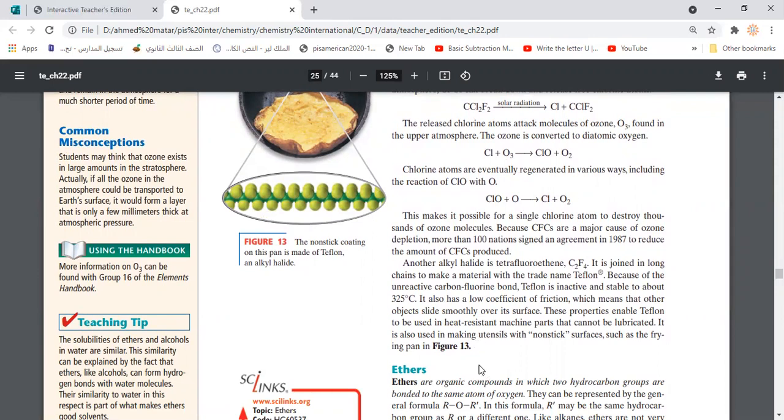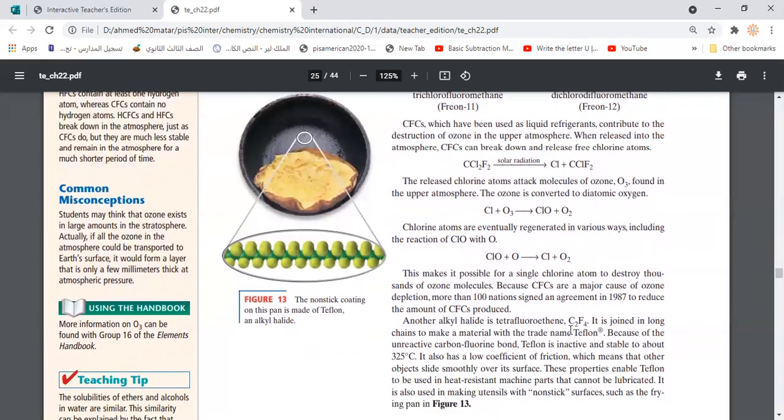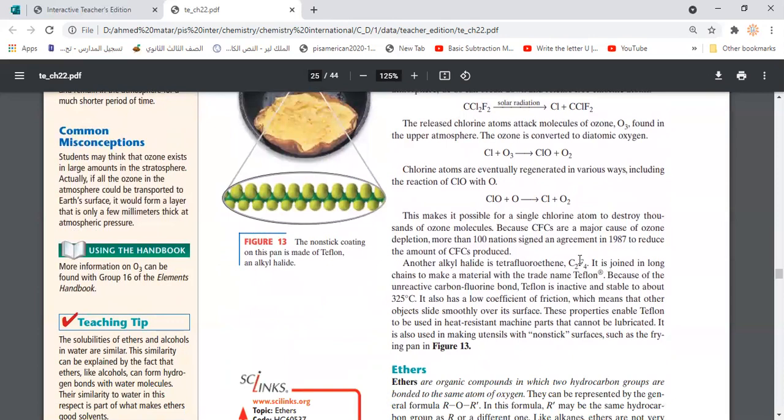Another one of the most famous halide alkyls is C2F4, which is tetrafluoroethene. This tetrafluoroethene is a very important compound, which is known commercially as Teflon. What is special about Teflon? Actually, the bond between carbon and fluorine is an unreactive bond, so it is very stable at high temperature, even up to 300 degrees Celsius, and also its surface is very smooth, so it reduces the friction with other objects.